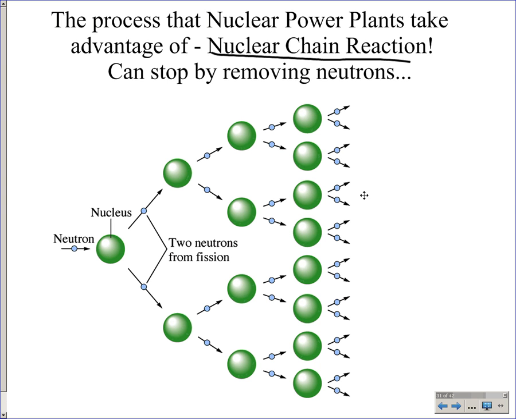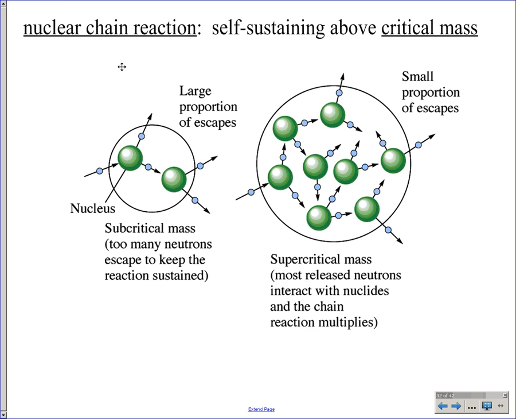You take away the neutrons, nothing can bombard, nothing can decay. And so this is pretty much what they've done. They take the nucleus, and it's talking about critical mass and subcritical mass and supercritical mass. Too many neutrons escaping means the reaction cannot proceed. This one has a lot of neutrons interacting and causing multiple chain reactions to occur.